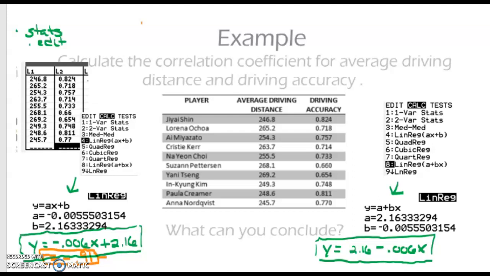So when they ask you what can you conclude, since yours is a negative 0.91, you would say definitely there is a very strong negative correlation between, going back to your context, driving distance and driving accuracy.